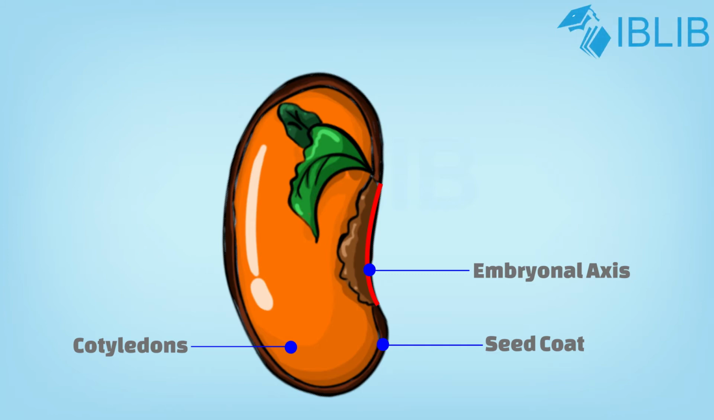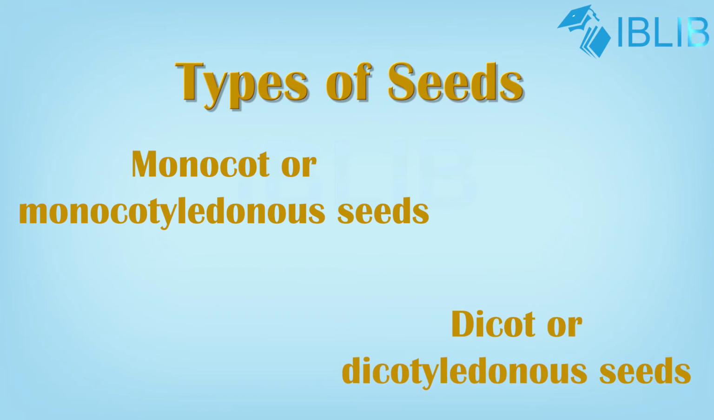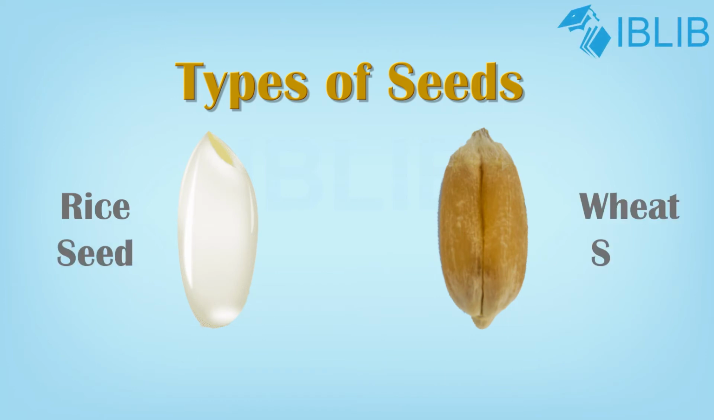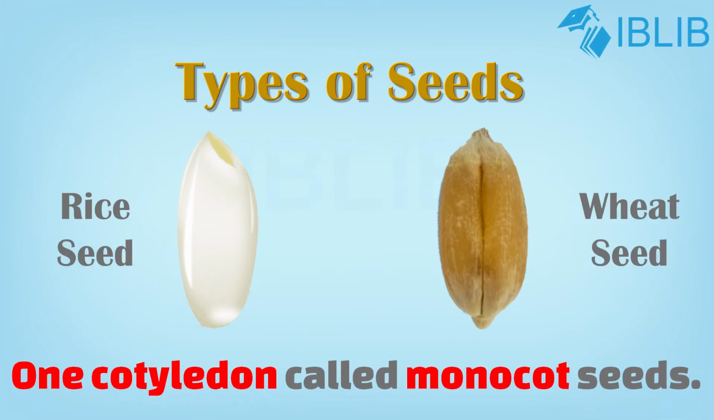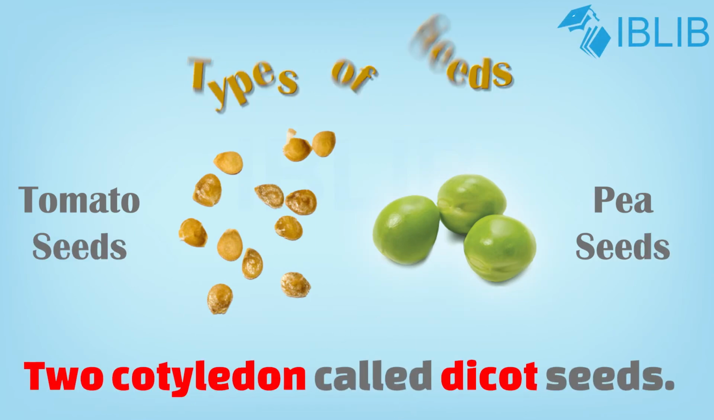The axis consists of two parts. The lower part is called radicle, which forms the root system, and the upper part is known as plumule, which forms the shoot system. Types of seeds. Seeds are of two types based on the number of cotyledons present in it. The two types of seeds are known as monocot seeds and dicot seeds. So some seeds such as rice and wheat have only one cotyledon and are called monocot seeds, while some others such as tomato and peas have two cotyledons and are called dicot seeds.